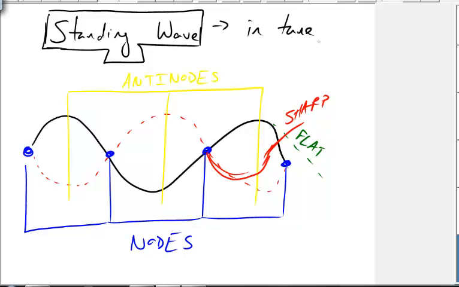So I think maybe we've covered everything as it relates to frequency and wavelength. Did I miss something? No, my notes are missing something. And standing waves.